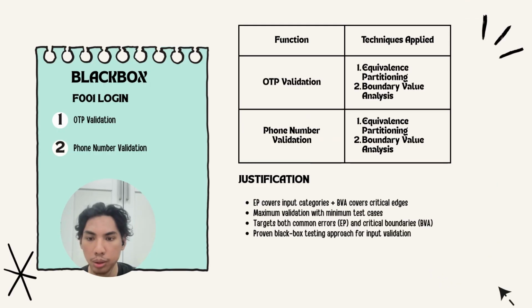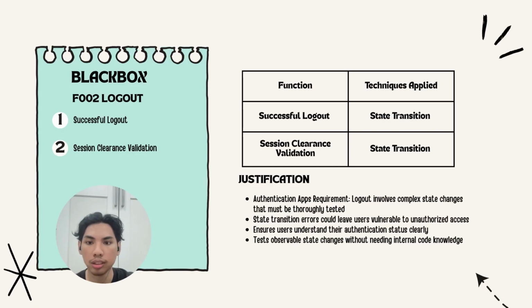For black box F001 login, the functions we test are OTP validation and phone number validation. The technique we use is equivalence partitioning and boundary value analysis for both of these functions. We test two functions, that is successful logout and session clearance validation. For both of these functions, the technique applied is state transition testing.